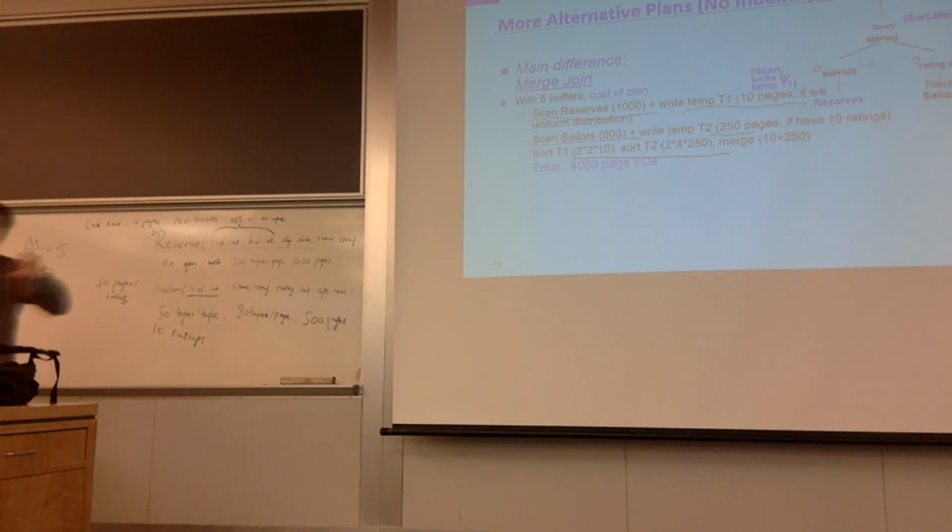Since we are still merging on the primary key and foreign key, the merge cost is still linear in the number of pages you have in these 2 temporary relations. So that amounts to 10 plus 250. If you add everything up, it's going to come to 4,060 IOs. It's slightly worse than a naive page-oriented nested loop, right?